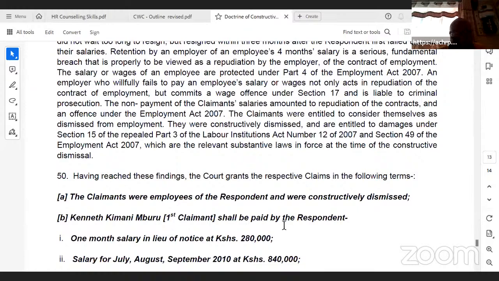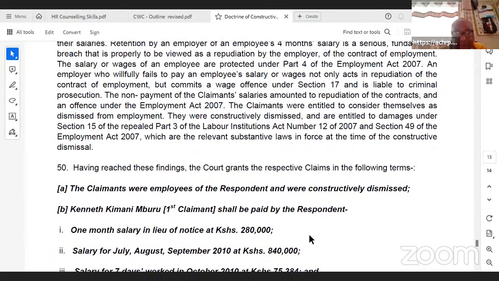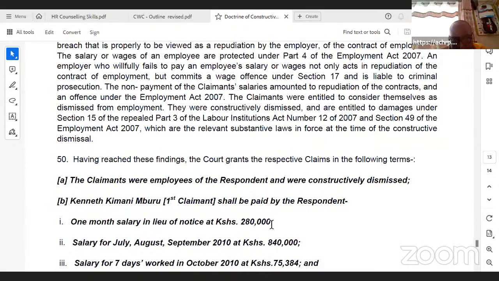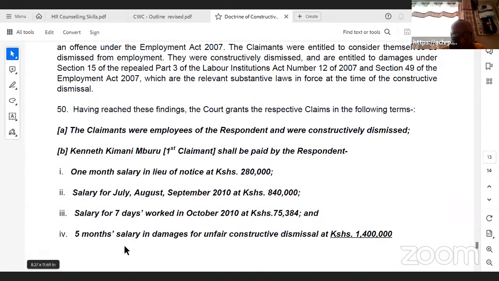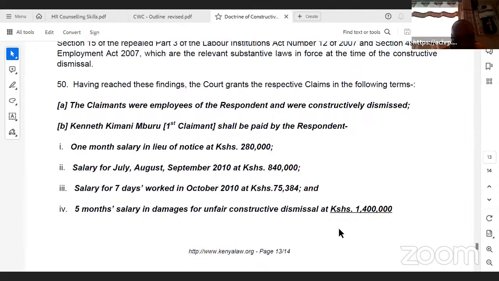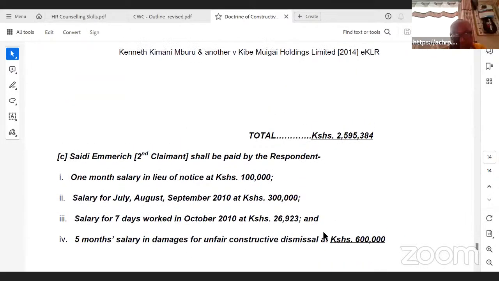Kenneth Kimanimboro, first claimant, shall be paid by the respondents 1 month salary in lieu of notice. His salary, by the way, was 280,000 per month. Then salary for July, August, September 2010 that is 840. Salary for 7 days worked in October, 75,000. 5 months salary in damages for unfair constructive dismissal, 1.4. Total 2.5. Then on side, these were 2 people.